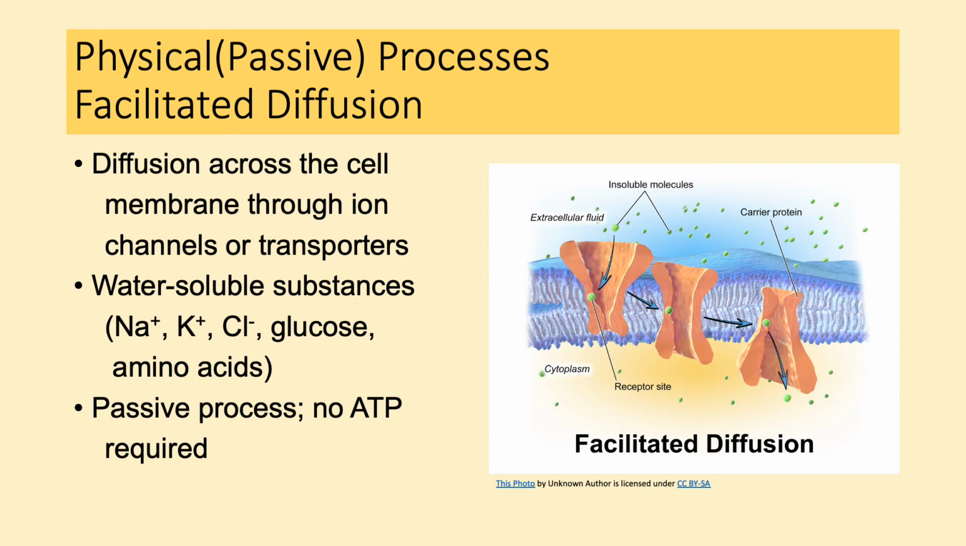Another passive process we call facilitated diffusion. As you see, the cell membrane has embedded protein channels or receptors, and diffusion across the cell membrane through ion channels or transporters we call facilitated diffusion. Again, passive, it does not require any ATP. Ions, meaning they have an electrical charge, cannot pass through by diffusion only, so they need to use their own selective channels. Sodium, potassium, chloride, glucose, and amino acids are this type of molecule. Glucose needs an insulin receptor to get into the cell, and sodium, potassium, and chloride have their own type of receptor to pass through. So again, it's a passive process, no ATP required.